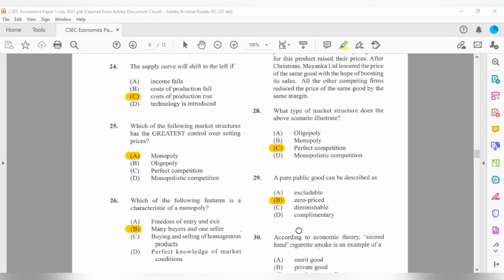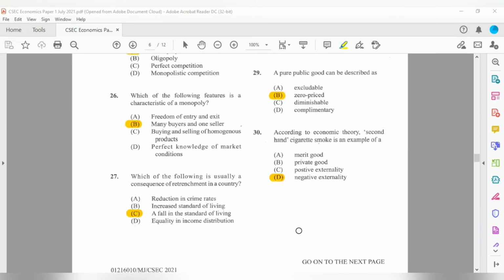29, a pure public good can be described as B, zero price. And the last question we'll be doing for today is 30. According to economic theory, secondhand smoking of cigarettes is an example of a D, negative externality.